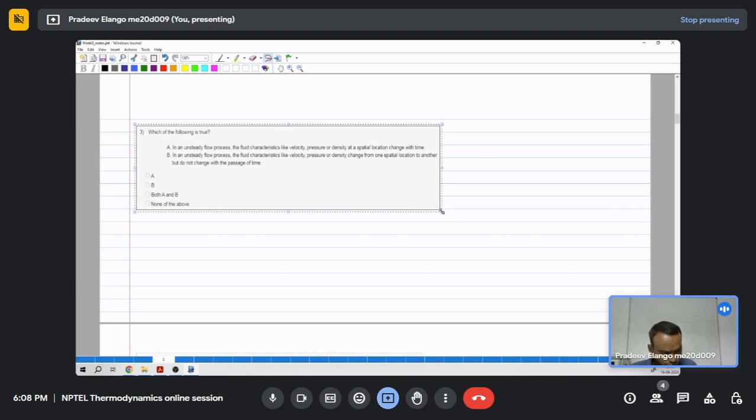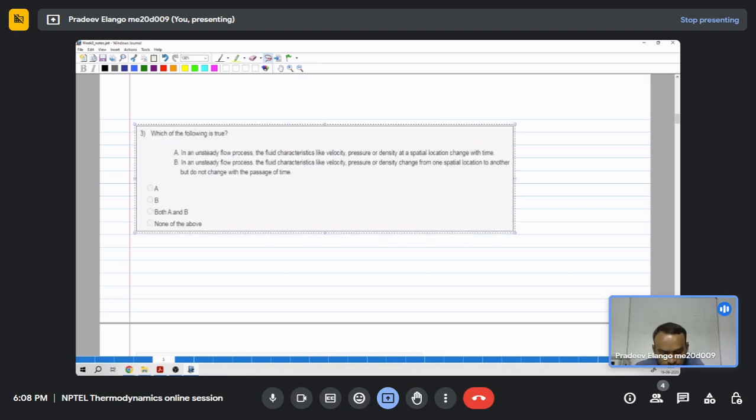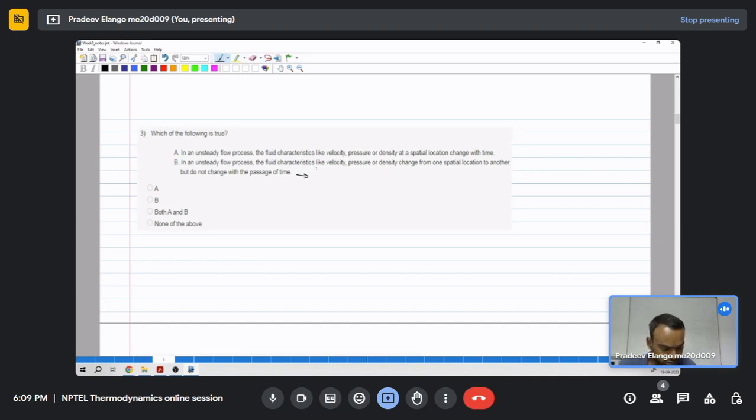Next question, which of the following is true? In an unsteady flow process, the fluid characteristics like velocity, pressure or density at a spatial location change with respect to time. If it is not changing, it is steady flow. And option B is the characteristics like density, velocity change from one spatial location to another but do not change with the passage of time. So B, or the second, is for non-uniform steady flow. But for steady flow, the option 1 is right, so A is correct.